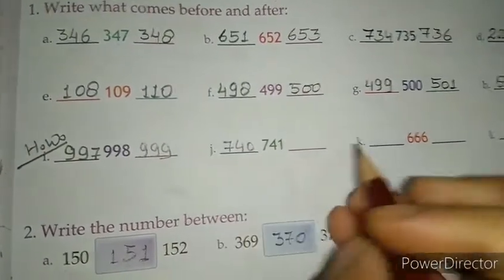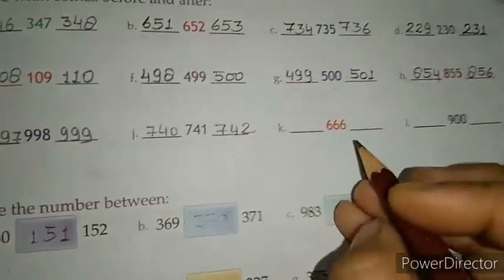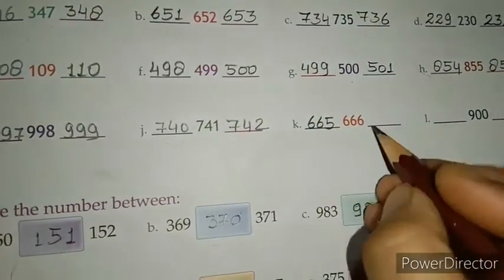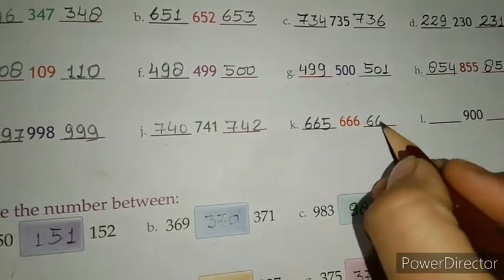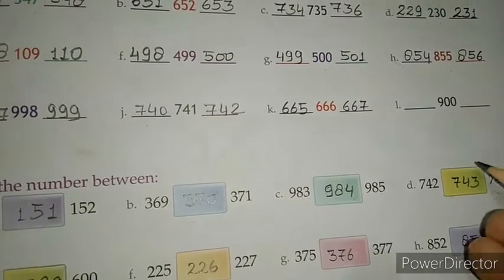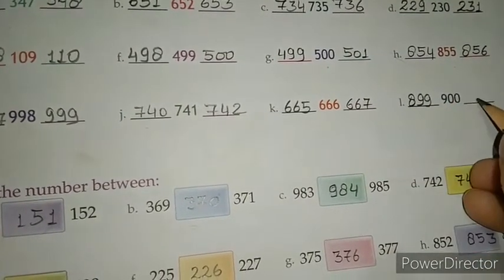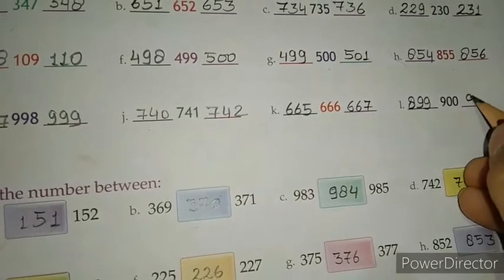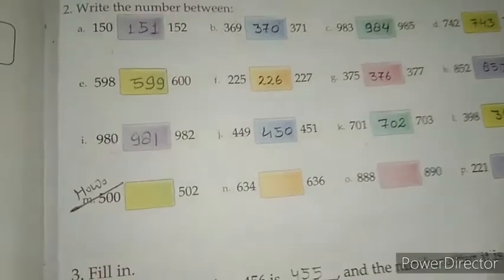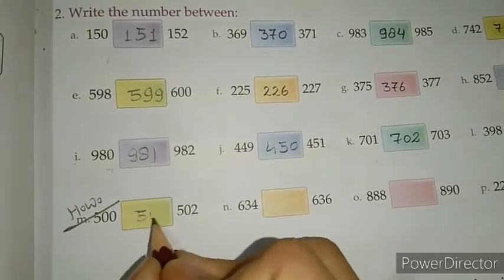Next one, 740 and 742. Next one, number 666: 665 and 667. And next one, which number comes before 900? Then 899. And which number comes after 900? Then 901. Okay, next one, which number comes between 500 and 502? Then 501.